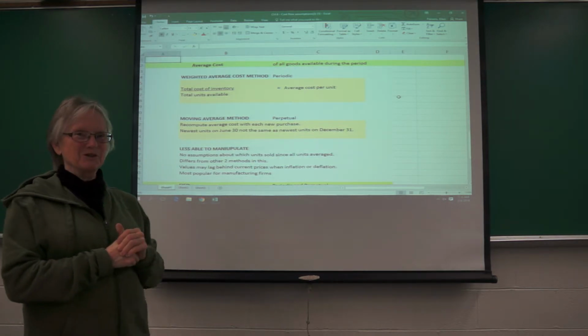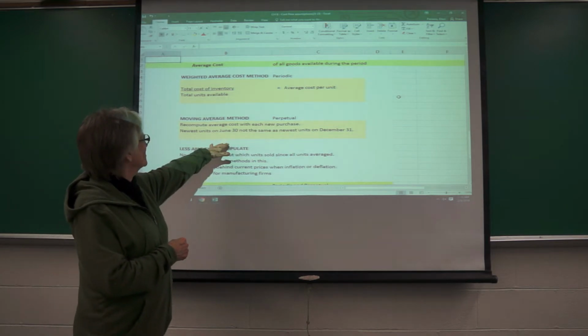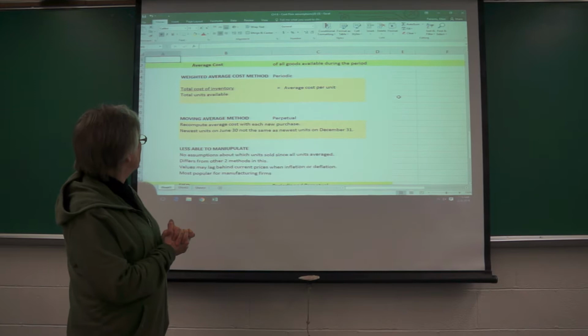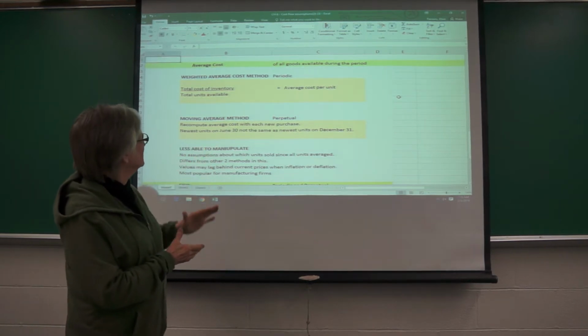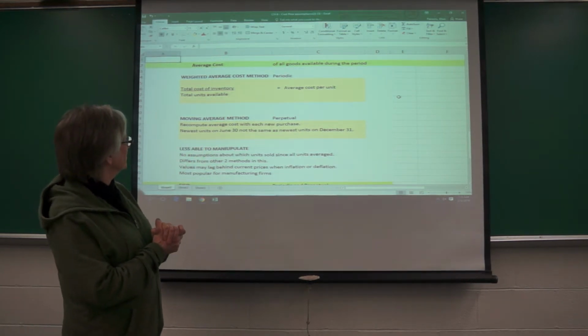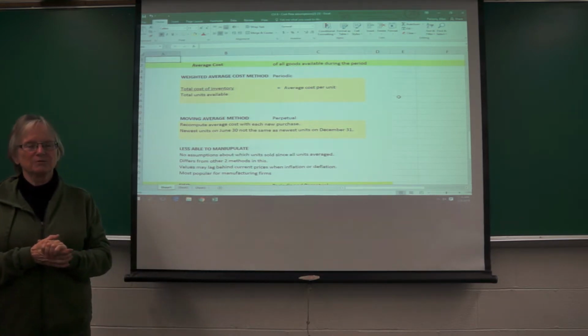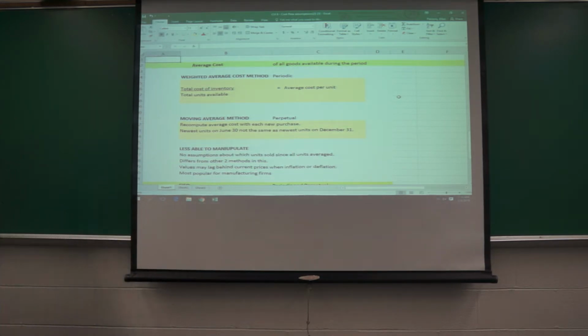Here we get into a much more confusing method, the moving average method, and this is with a perpetual system, and we'll see how that works. Basically, you have to recompute the average cost after each purchase. Okay, so average cost is a little less easy to manipulate because you're just averaging everything together.